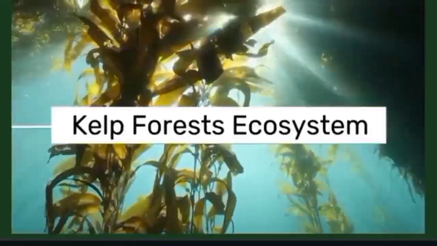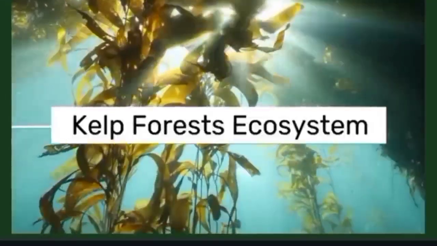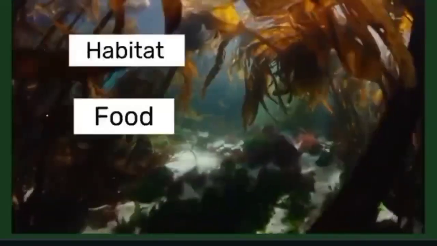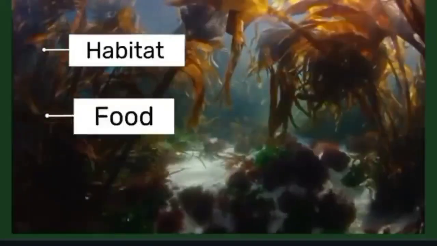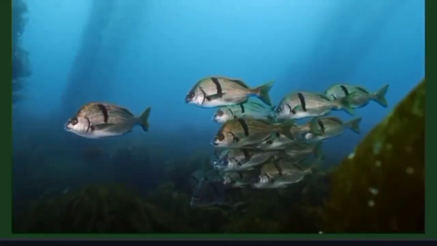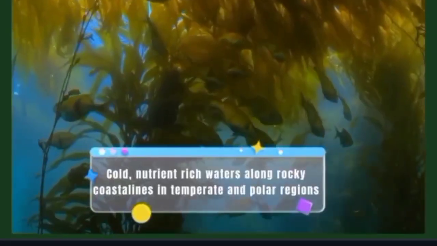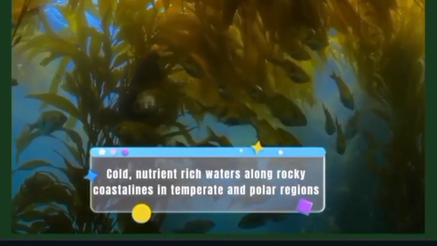The kelp forest ecosystem is a complex and productive marine environment dominated by large brown algae known as kelp. These underwater forests provide habitat and food for a wide variety of marine organisms. Kelp forests are typically found in cold, nutrient-rich waters along rocky coastline in temperate and polar regions.